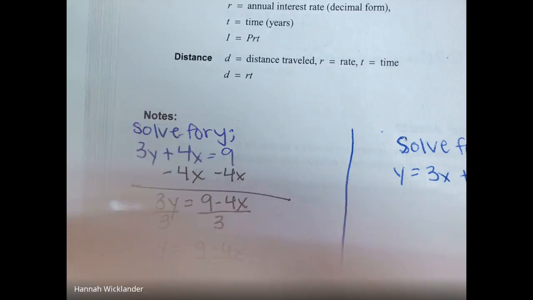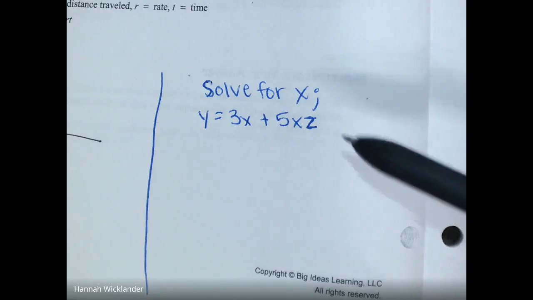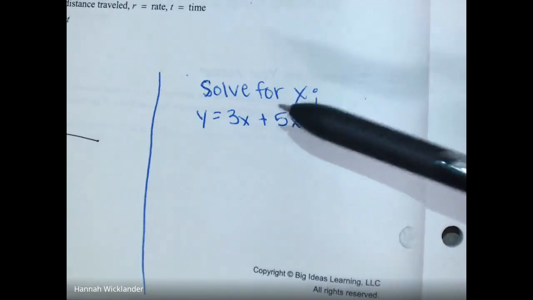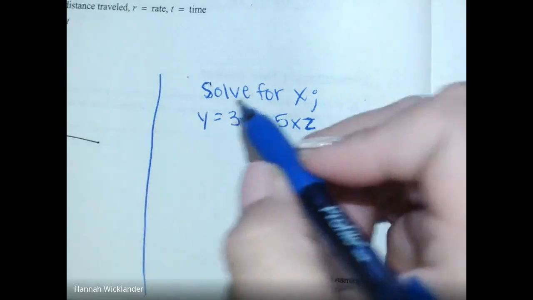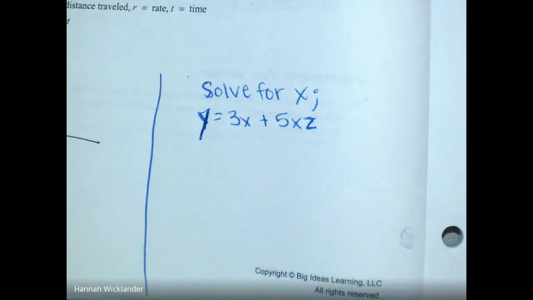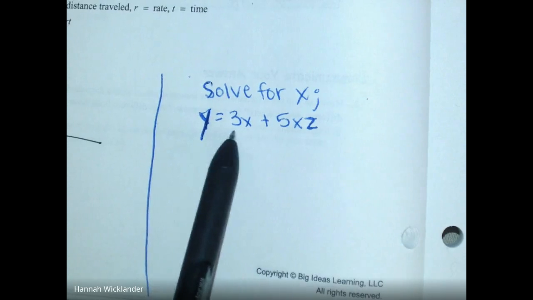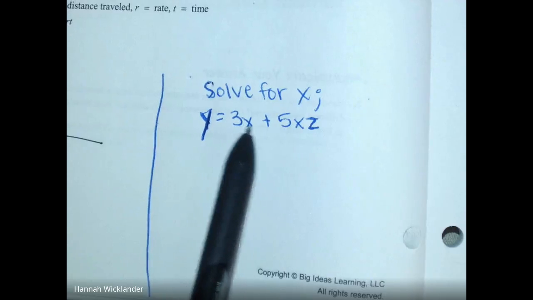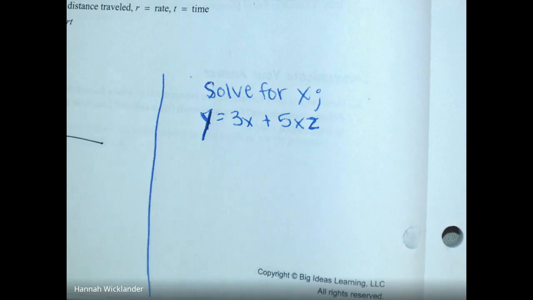Okay, so now I'm going to move on to my second example problem, which is solve for x when the equation is y equals 3x plus 5xz. That didn't really look like a y. Okay, so I'm going to solve for x. So for this equation, I have y equals 3x plus 5xz. So I have two x's here, and I'm trying to solve for x.